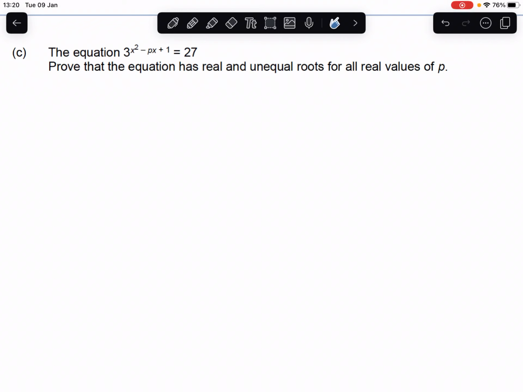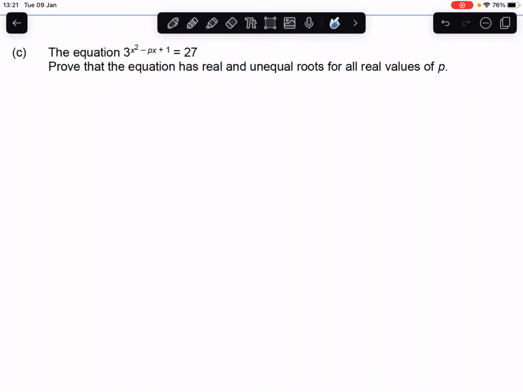Let's jump right into our question for today. The equation 3 to the power of x squared minus px plus 1 is equal to 27. Okay, so we're given that equation that has a quadratic expression in the exponent on the left-hand side. All right. So prove that the equation has real and unequal roots for all real values of p.